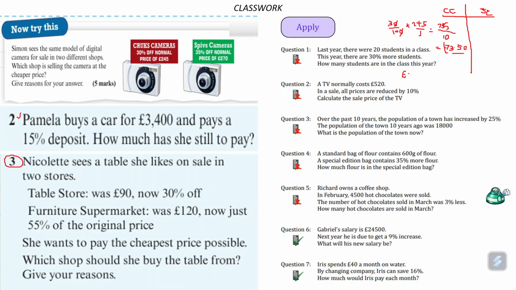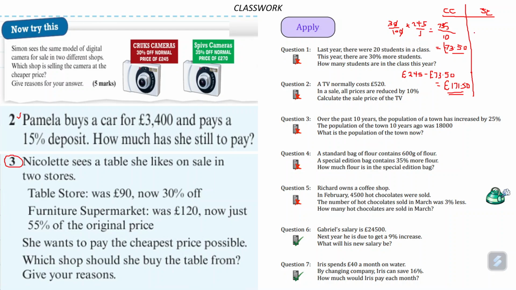So the next step is you need to take this away from the original amount. So the original amount is 245 minus 73.50. That will give us 171.50. That's if Simeon is buying the camera from Cross Camera, he will be paying £171.50.